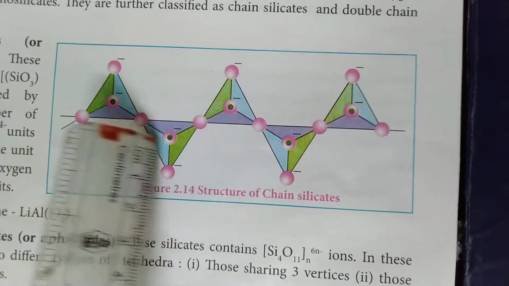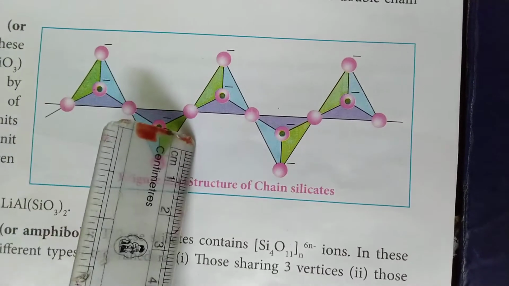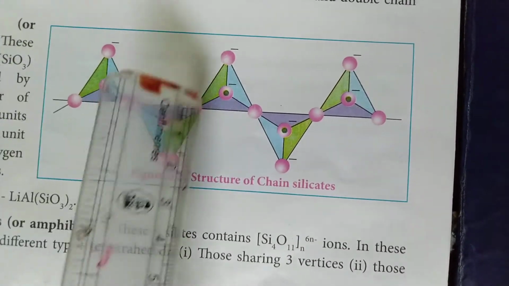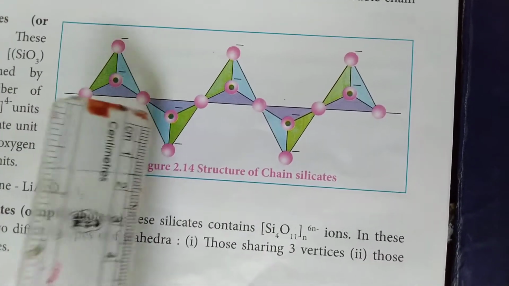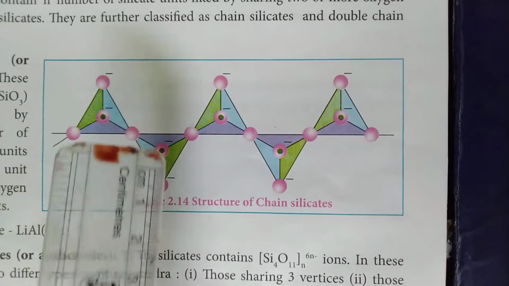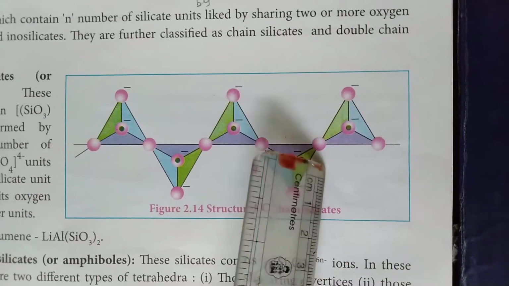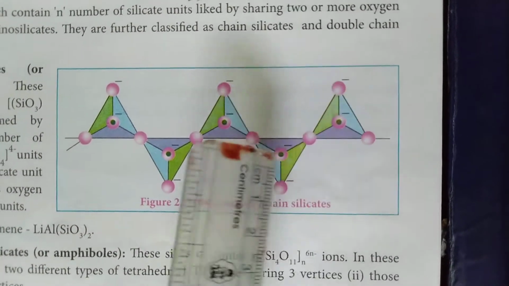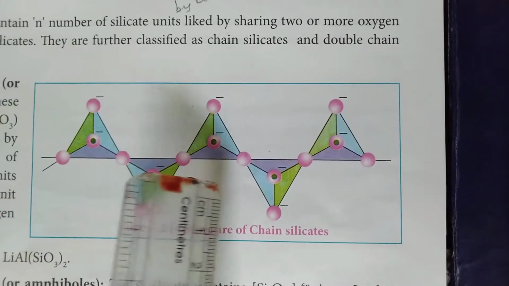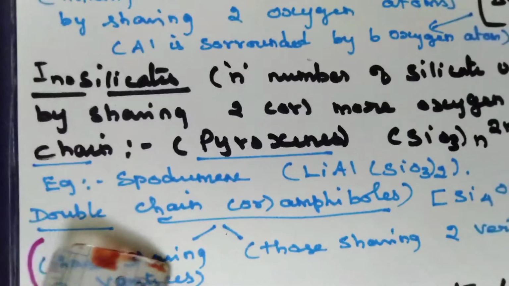The chain silicates are otherwise called pyroxene silicates. These are formed by linking n number of tetrahedral units linearly with one another, each unit sharing two of its oxygen atoms. Example, spodumene. Its formula is LiAl(SiO3)2.